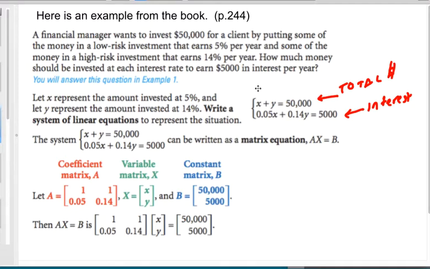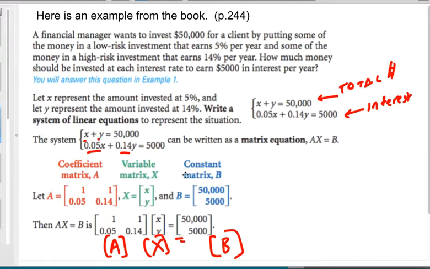So once you have this written up, you see how your x's are in a column. Here's your x's. You write your coefficients of x, which are 1 and 0.05, and your coefficients of y, which are 1 and 0.14. There's your coefficient matrix. Your variable matrix is x over y, because you have x's and y's. And your constant matrix is the stuff on the other side, the 50,000 and the 5,000. So now you have this A matrix X, so matrix A times matrix X equals your matrix B. If you do your A inverse times B, which we're going to do in example 1, you'll be able to solve this, and it's a really fast and efficient way to solve this problem.